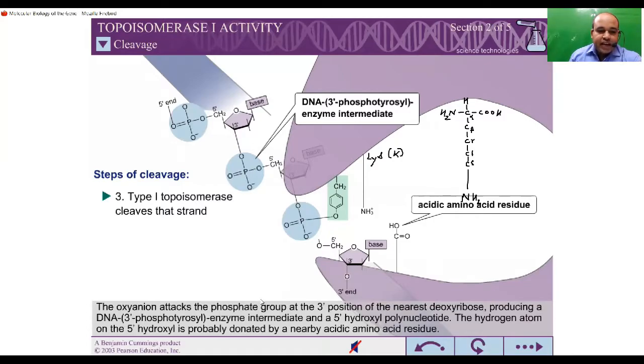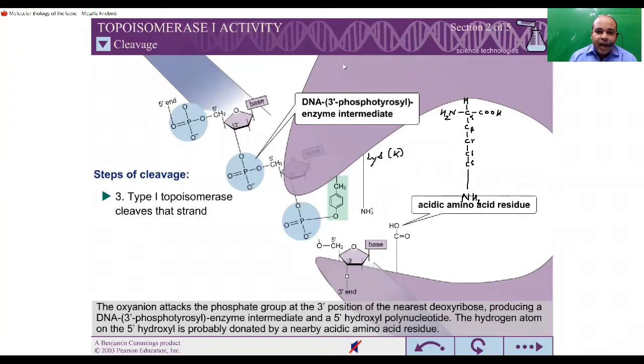the oxyanion attacks the phosphate group at the 3' position of the nearest deoxyribose. Once the oxyanion attacks at the 3' position of the nearest deoxyribose, it will produce a 3' phosphotyrosyl enzyme intermediate. There is a 3' phosphotyrosyl enzyme intermediate that is going to be produced.